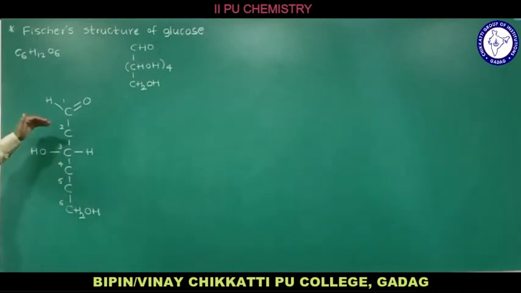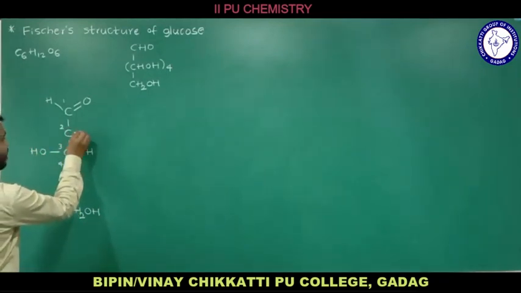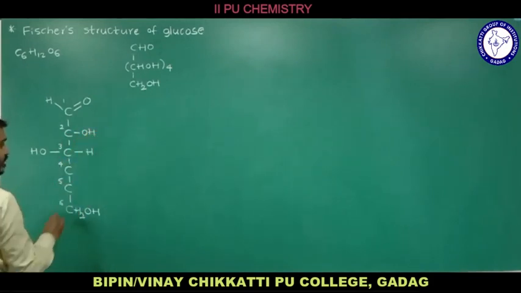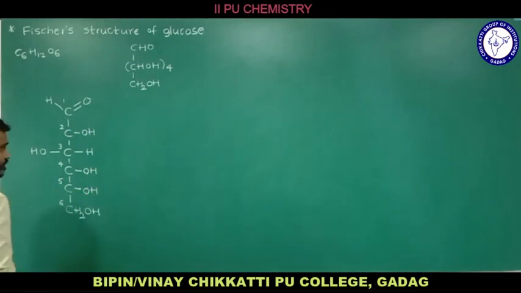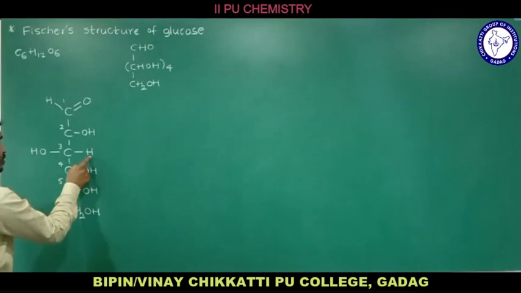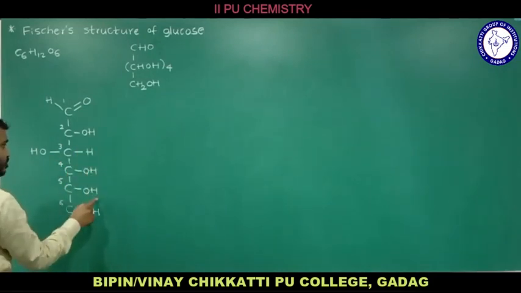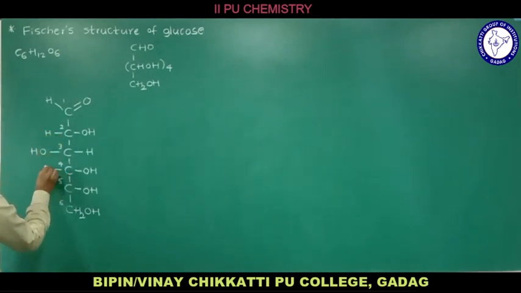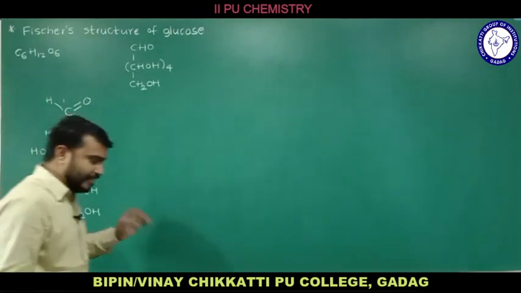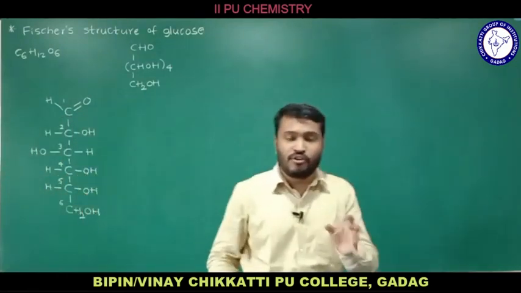And what about carbon numbers 2, 4, 5? That is exactly opposite of the configuration at C3. So hydrogen we have on the right side here, so here I should write OH, opposite of that one, and here also OH and here also OH. Just observe that on carbon number 3 only, hydrogen is on the right side, whereas on the remaining we have OH on the right, and the opposite will be H. Here we have H again on carbon number 4 and carbon number 5 also, and that is actually the Fischer structure of glucose.